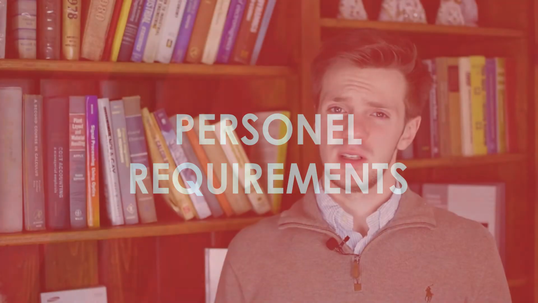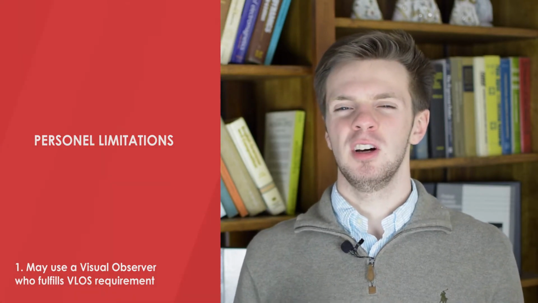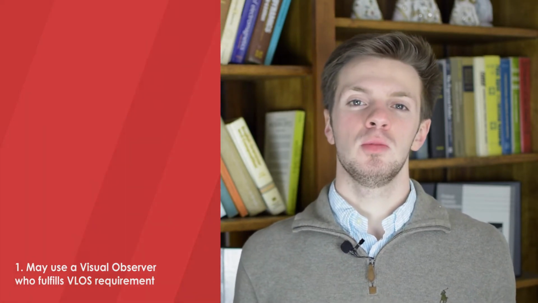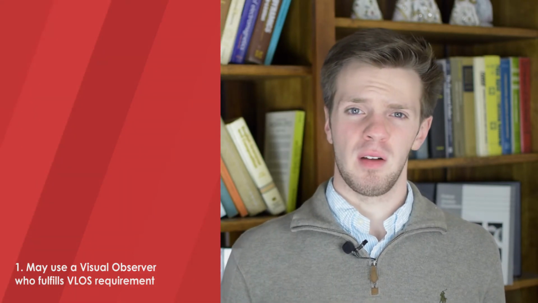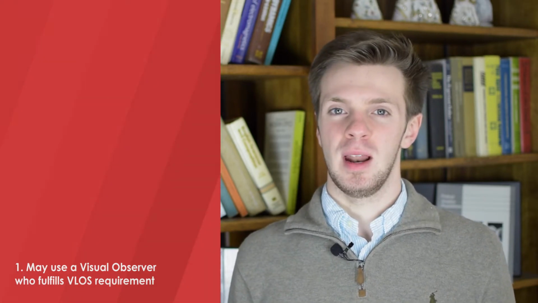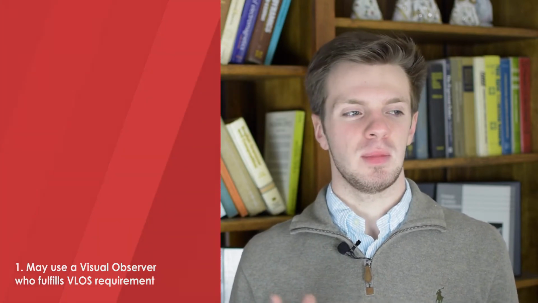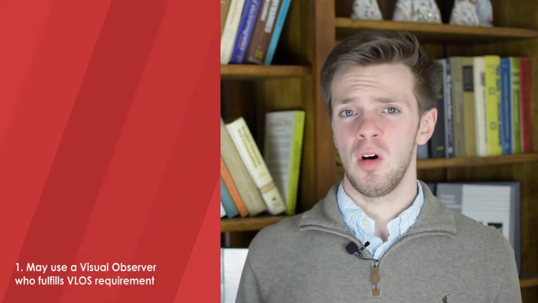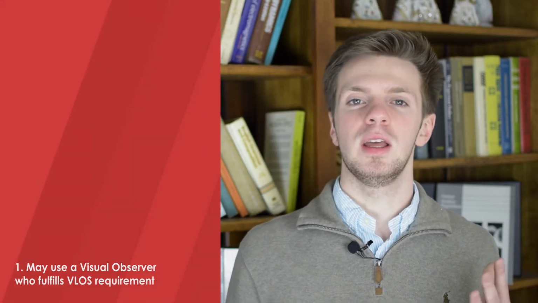Lastly, personnel requirements. Number 1 is that you may use a Visual Observer. Now, I mentioned Visual Observer just a few minutes ago, but I'm going to explain it a little bit further. A Visual Observer is just someone that's on your crew that helps you see and avoid things in regards to your aircraft. Now, interestingly enough, this Visual Observer can fulfill the VLOS requirement that I mentioned earlier, meaning that you or the pilot can have their eyes on something else or not even be able to see the aircraft at all, as long as your Visual Observer does have VLOS of the aircraft and can clearly communicate with you.